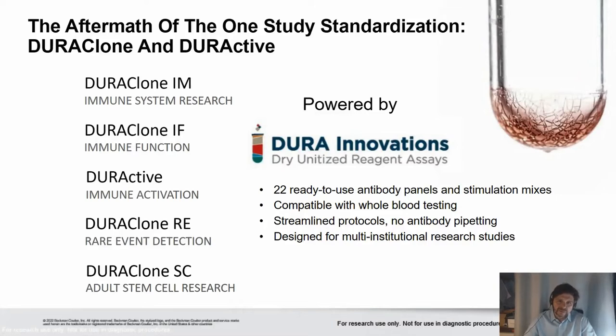And within this DURAClone program, we have five families, as you see on the left. IM for immune system research, IF for immune functional assays, that is to be seen together with DURActive, which is dry stimulation mixes for immune activation. Then we have a series called DURAClone RE for rare event detection, looking into very small populations in front of a background of a huge number of normal cells to find those small populations that are abnormal. And then DURAClone SC for adult stem cell research.